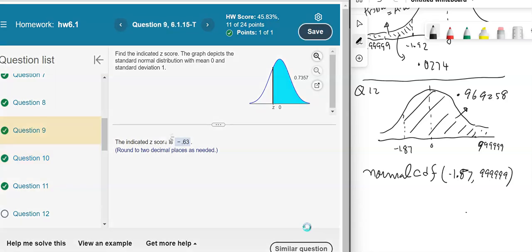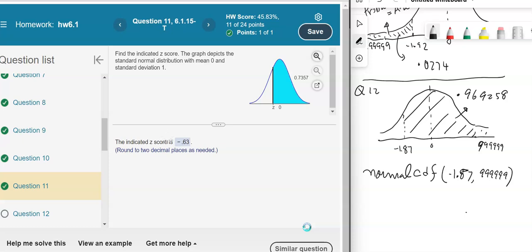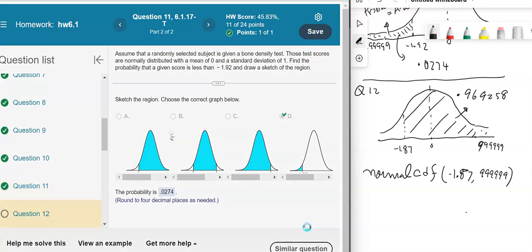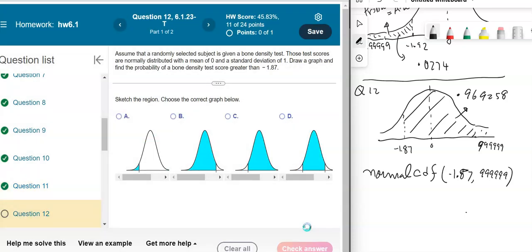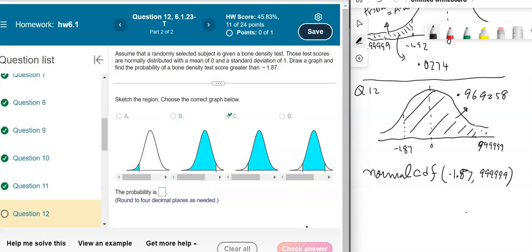Well, you went to 9, or 10, 11, 12. Okay, we're doing this one. So now negative 1.87 definitely here. Okay. And then area is, I got this one, 4 decimal.